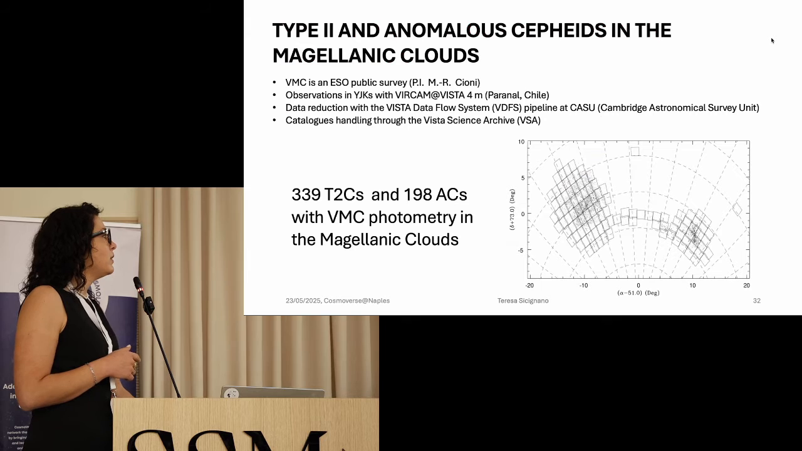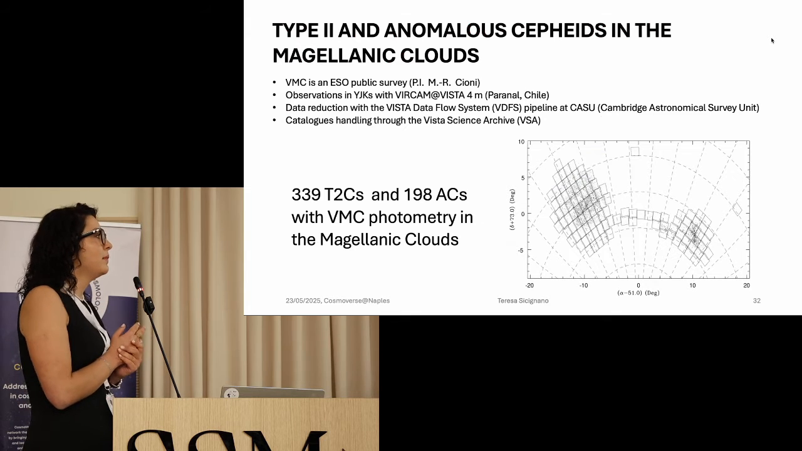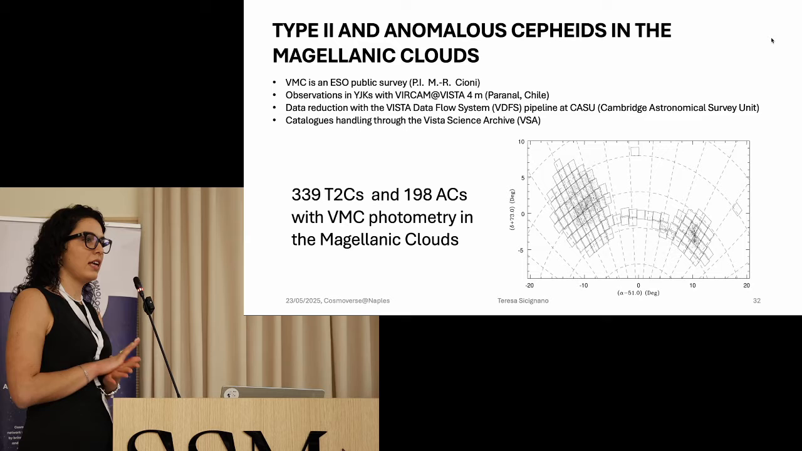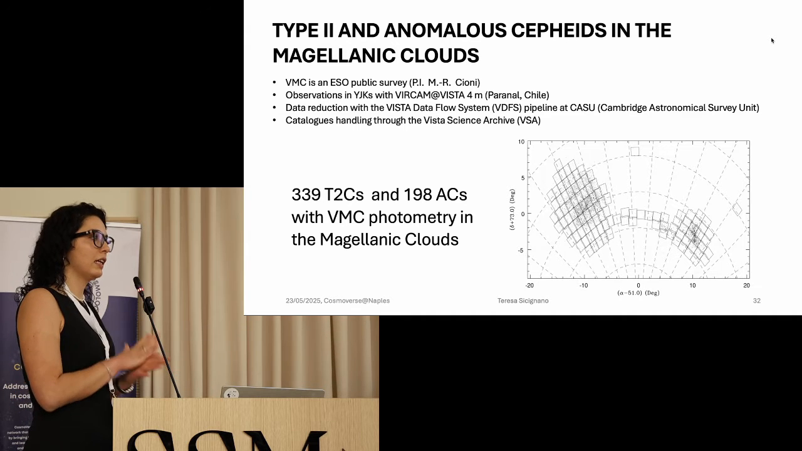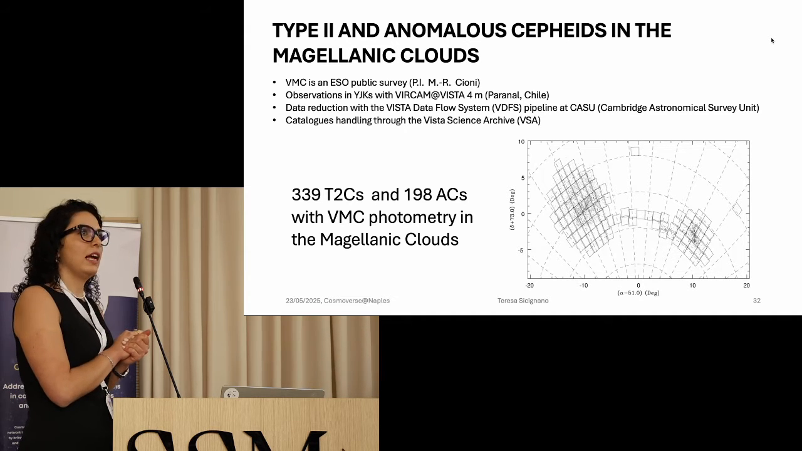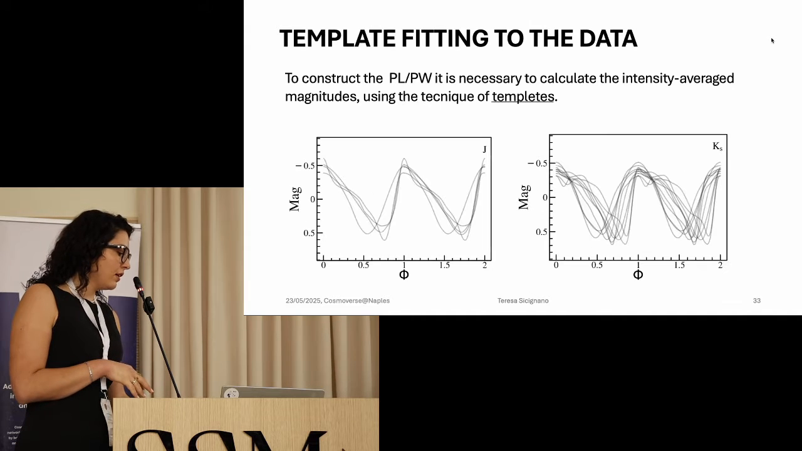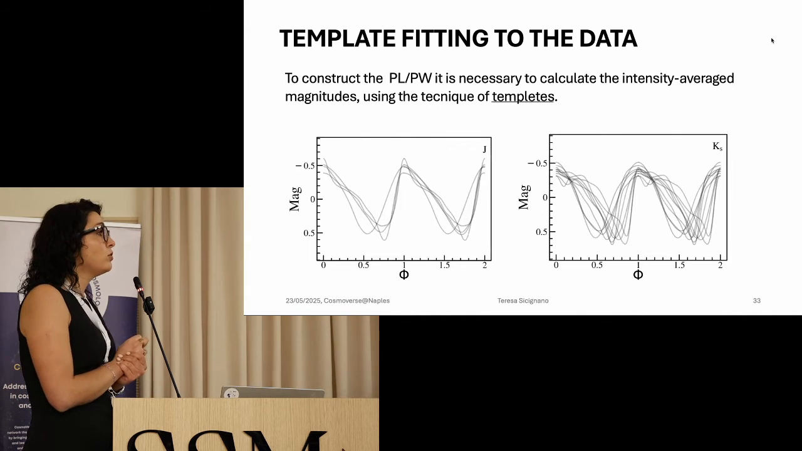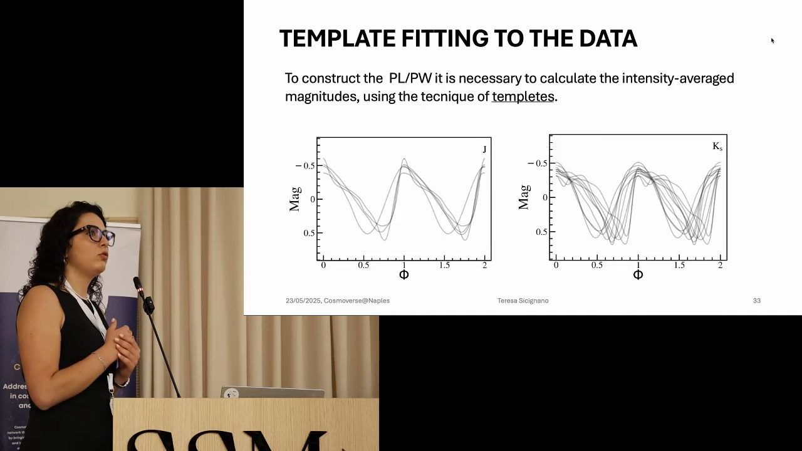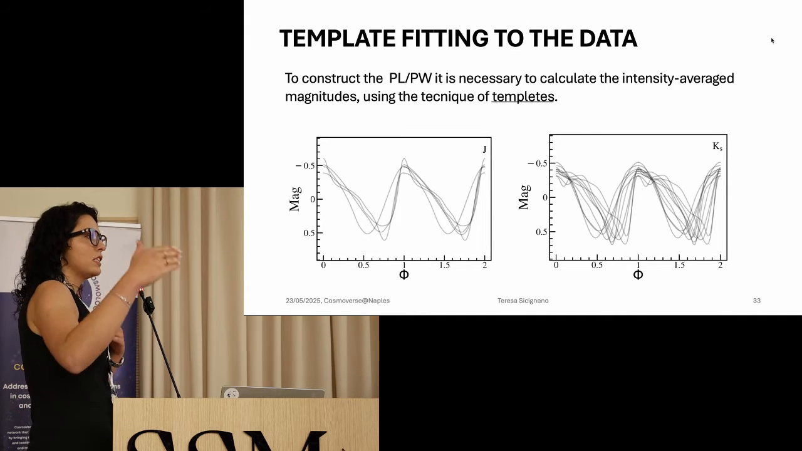My project started with my master thesis, in which I analyzed Type II Cepheids and Anomalous Cepheids in the Large and Small Magellanic Clouds, observed in the context of the VISTA Magellanic Clouds survey. The first thing that we did was to define some templates, because as you remember, I told you that the period-luminosity relation started with luminosity at maximum and minimum.